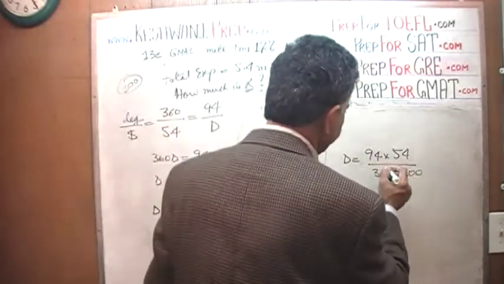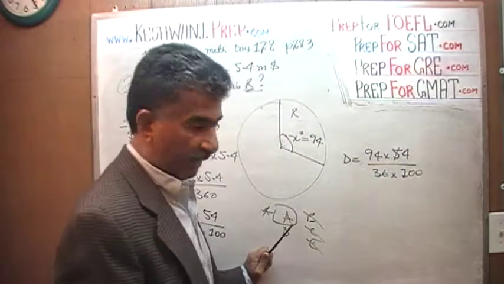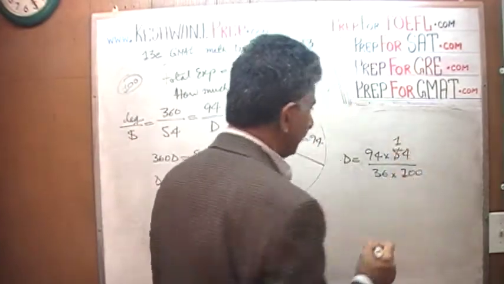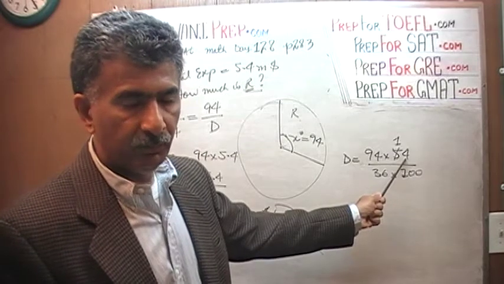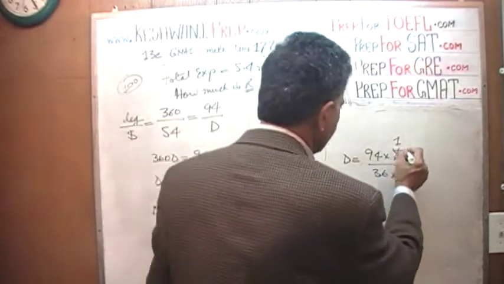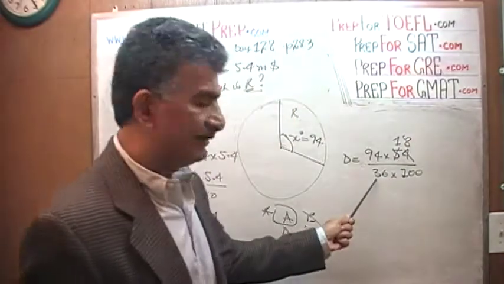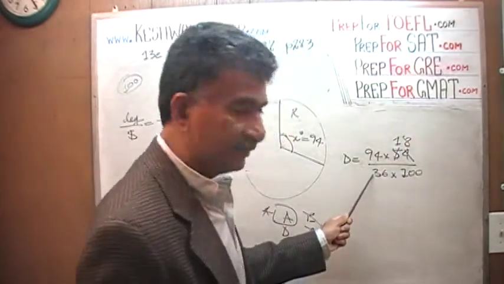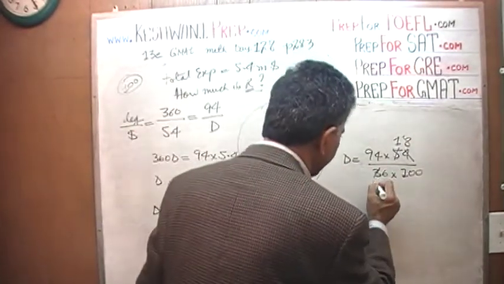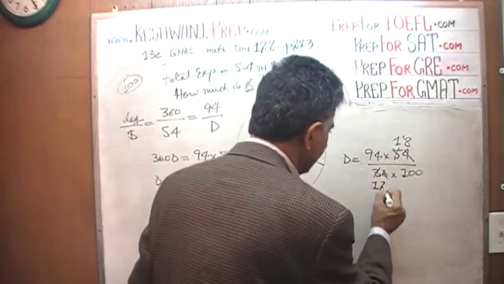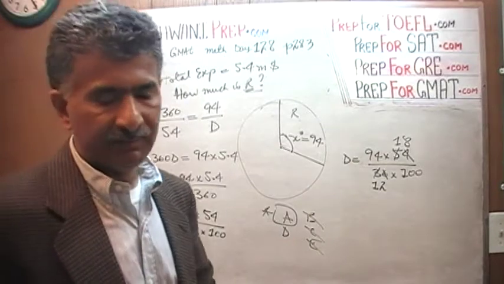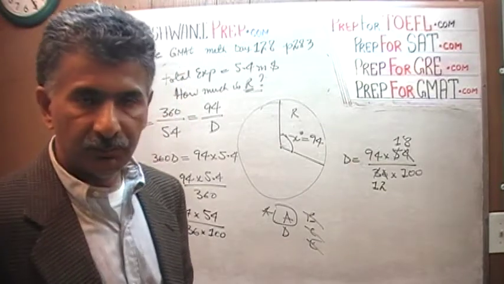Divide by 3. How many 3's in a 5? 5 has one 3. The remaining 2 goes and joins the 4, becomes 24. How many 3's in a 24? 24 has eight 3's. How many 3's in a 3? 3 has one 3. How many 3's in a 6? It has two 3's. Of course that was silly because we know 36 divided by 3 is 12. We're just learning the method.